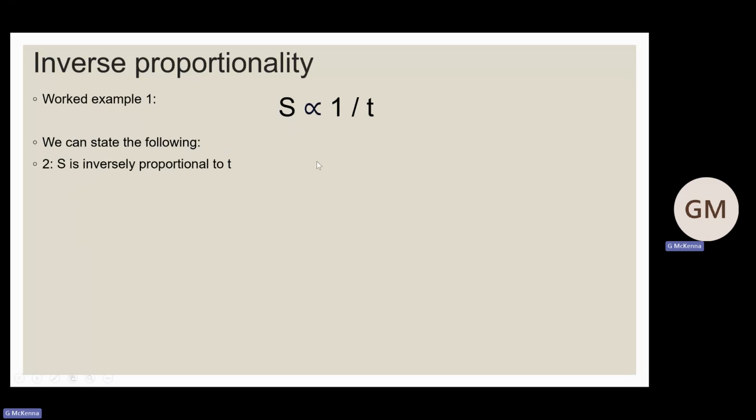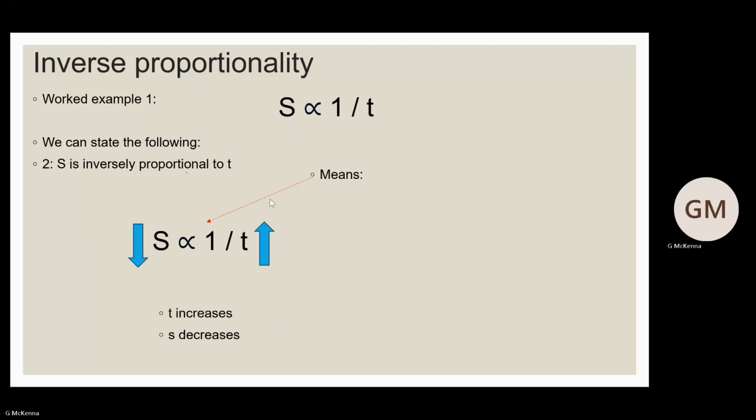We can also state from this s being proportional to 1 over t that s is inversely proportional to t. And this is really the main focus of this particular PowerPoint. Now what that really means, that s is inversely proportional to t, if we think about the actual equation involved, is that if your time t increases, then the speed decreases. So if you think about that in simple terms, when the quantity t increases, the speed s will decrease. And of course, that's the complete reverse of what we've seen with direct proportionality in the previous video.